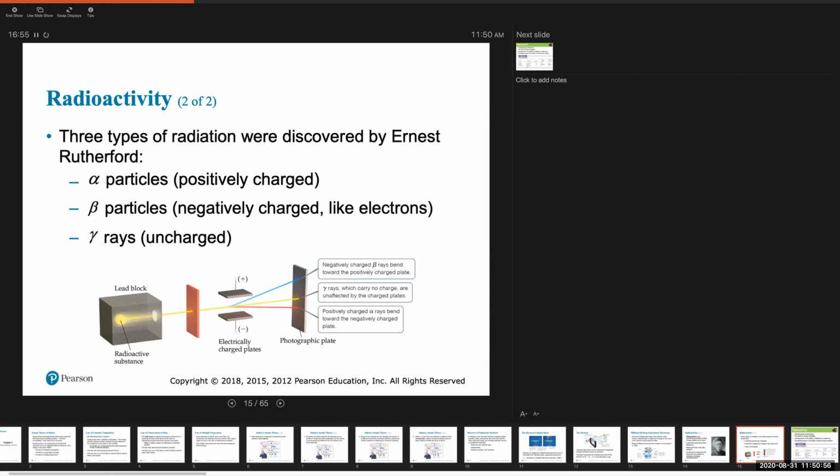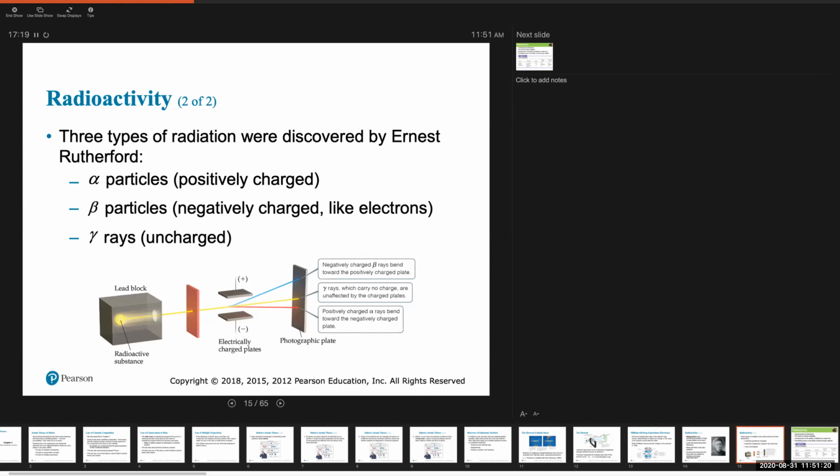So there were three types of radiation that Rutherford discovered. One is alpha particles, and those are positively charged. The second are beta particles, those are negatively charged. And then there's gamma rays, which are uncharged. So two of them are particles, one is an electromagnetic field, with the gamma rays. And so we'll talk about that a little bit.